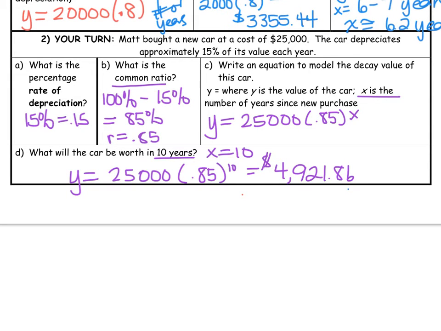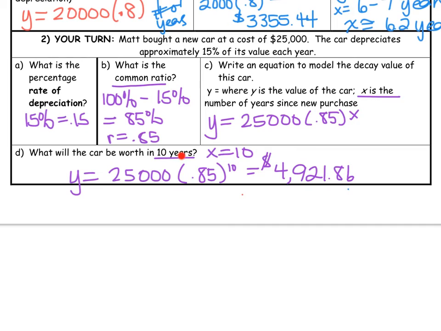Okay, so at this point, your answers should be, what is the rate of depreciation? It's depreciating by 15%. As a decimal, it's 0.15. What's the common ratio? So if it's losing 15%, it's keeping 85%, so our common ratio is 0.85. Our explicit equation, here's our start, $25,000. This is the percent we're keeping, which is 85% of the value of the car each year, and X is our exponent, where X is the number of years since the purchase of the new car.